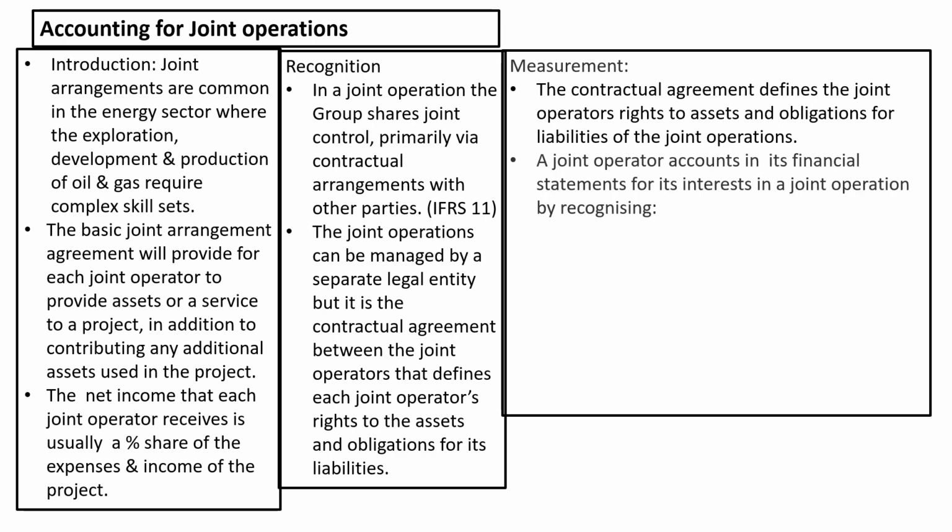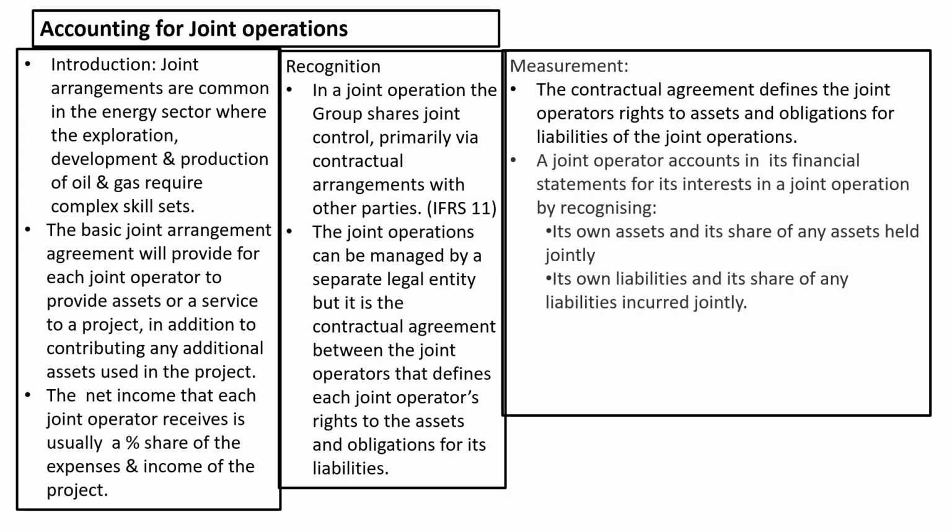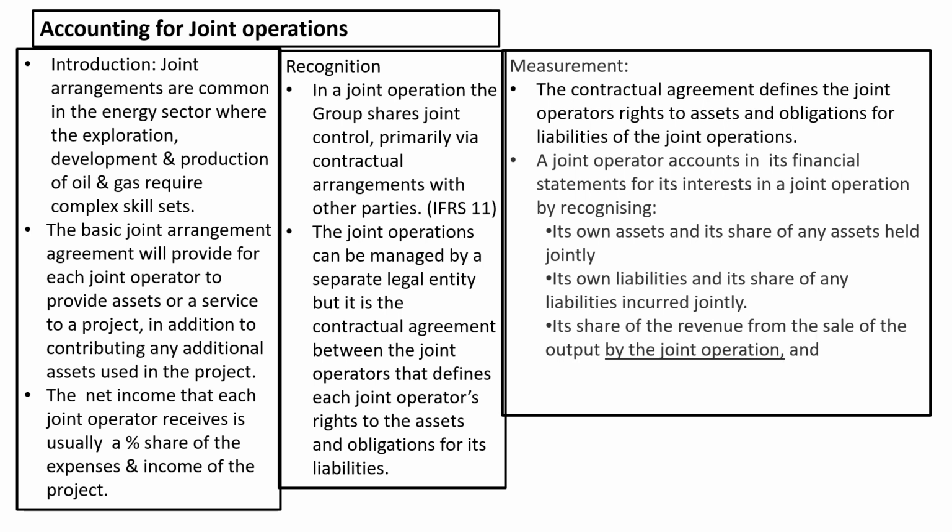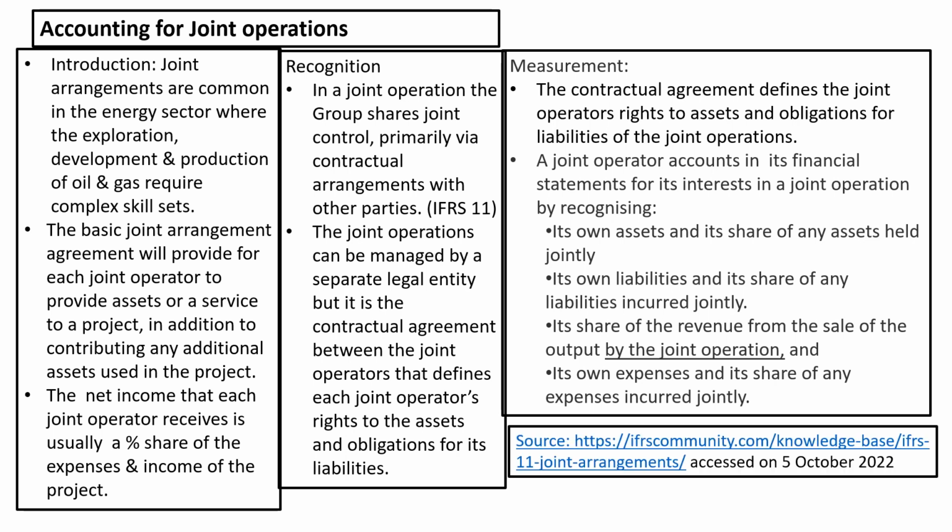A joint operator accounts in its own financial statements for its interest in a joint operation by recognizing its own assets and its share of any assets held jointly, its own liabilities and its share of any liabilities incurred jointly, its share of the revenue from the sale of any output by the joint operation, and its own expenses and its share of any expenses incurred jointly.